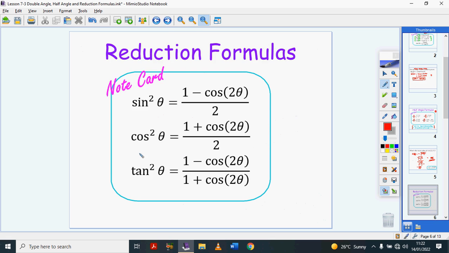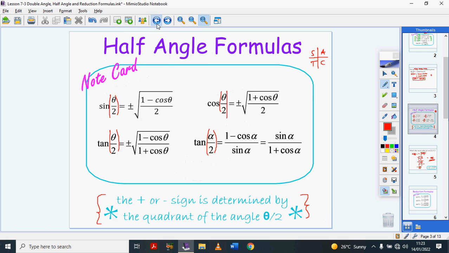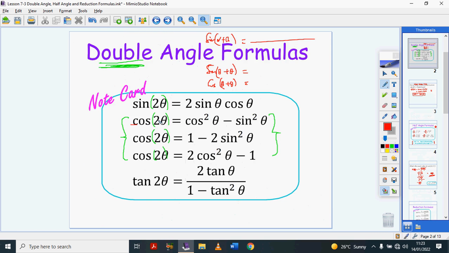Alright, let's look at another one. We have something called reduction formulas. And again, in the video that I did last year, I went into detail about how to prove these. But if you're interested, you can go and check those out. But please write them on your note card as well. And just a quick hint is that those reduction formulas specifically come from this expression of cosine 2 theta.